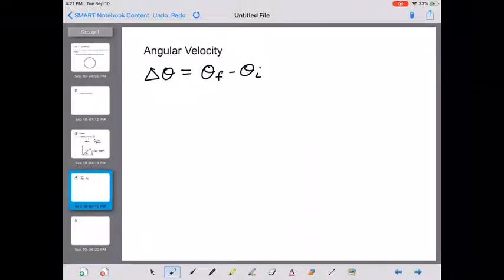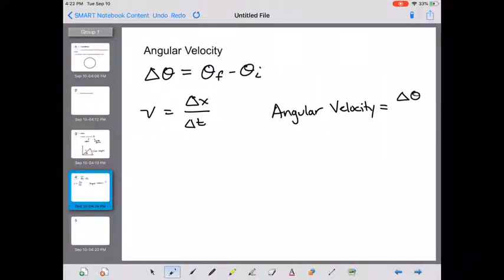All right. Now, again, there are many similarities between circular motion and linear motion. So as we calculated average velocity as being the change of position over the change in time, we're going to calculate the average angular velocity as being the change in angular position over the change in time.